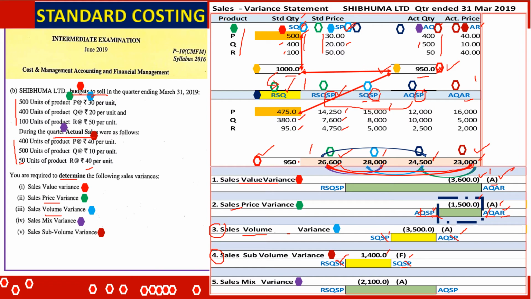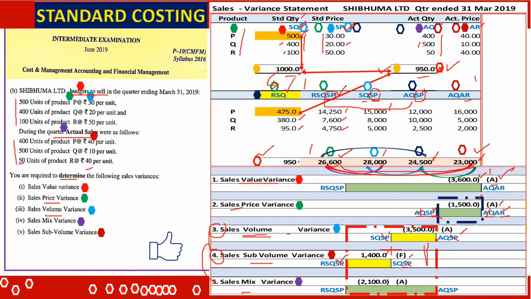If you look into the patch, the green patch is nothing but the yellow patch of item number 3 and item number 4. Effectively, what we are saying is, if you add sales volume and sales sub-volume put together, that leads to sales mix. 3 plus 4 is equal to 5. This is the sales mix variance, and that helps us answer all the 5 questions, and that is the solution.